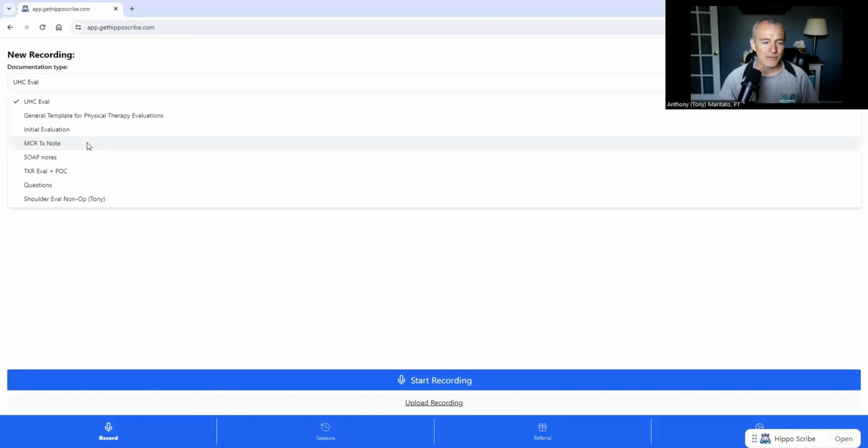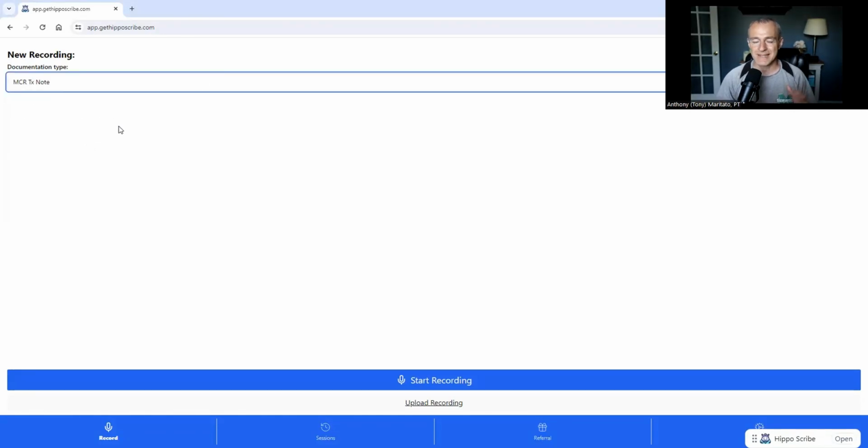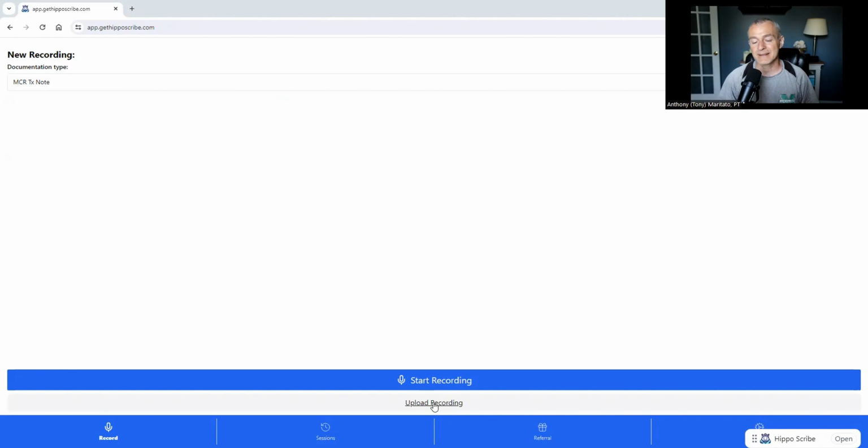Now I'm going to choose a Medicare treatment note. This is a template that I've created. I'm happy to share any of my templates with any of the users. And then what I'm going to do is I'm going to hit start recording.